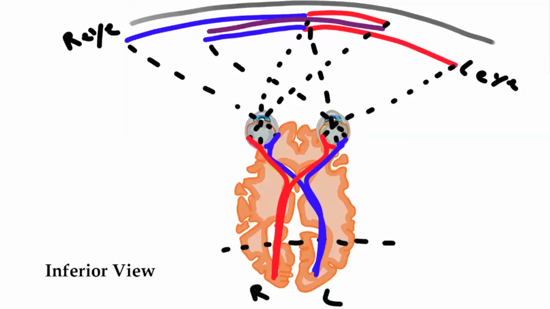Alright, so that's everything I wanted to talk about in this video. I'm going to upload other videos of a sheep eye dissection and going through a human model of an eye to help with identifying some of these structures.